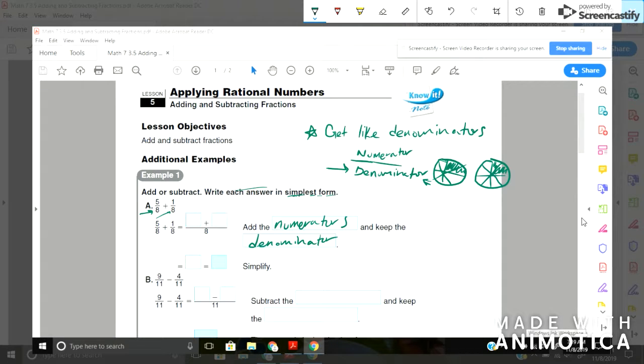So we keep 8 because it's like, and then 5 plus 1 would give us a total of 6/8. And then we just need to simplify that. So ask yourself, what do 6 and 8 have in common? Okay, well, they're both even, so you could divide them each by 2. And that would give you 3/4. Okay, and that would be our final answer.